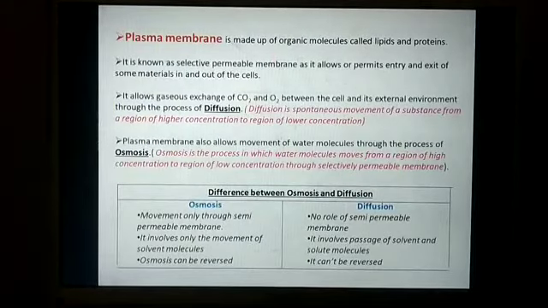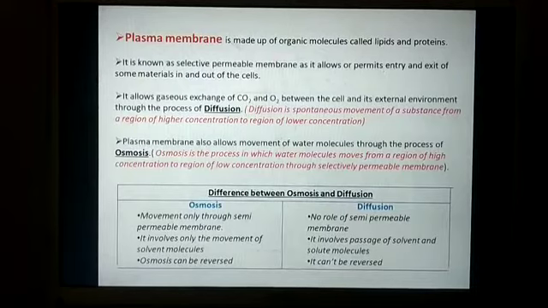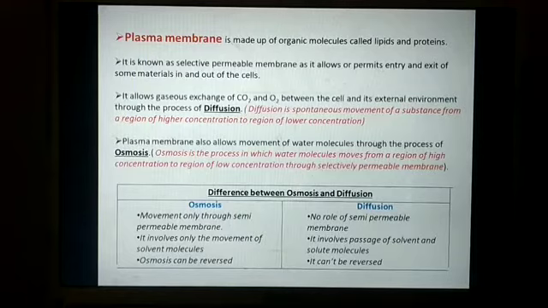What is plasma membrane? It is also known as cell membrane. It is the outermost covering of the cell, and it is made up of lipids and proteins. Lipids are nothing but fat molecules. So your plasma membrane, which is the outermost covering of the cell, is made up of fat and protein.